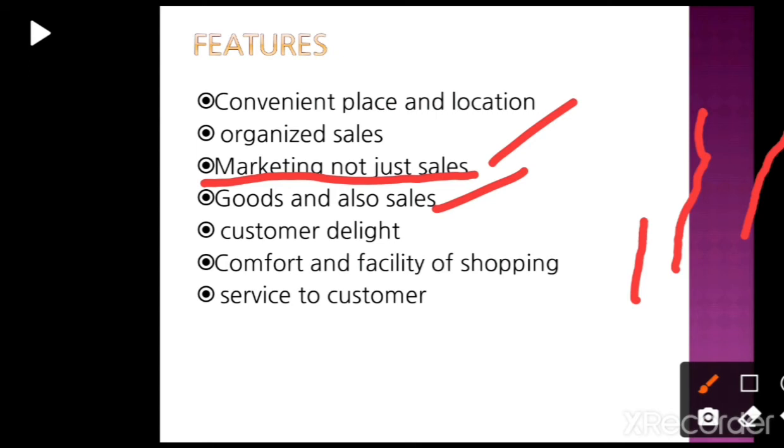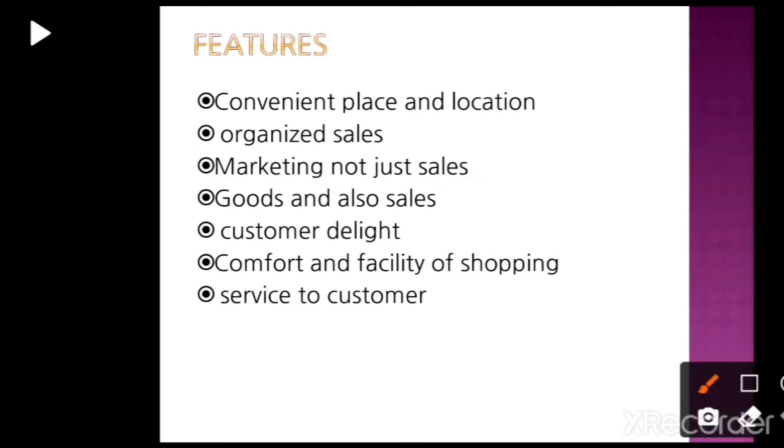It means the organized retailers are not providing only physical goods. With that, they are also providing other services such as insurance, hotel and hotel investment, tourism, and many more services. Next, customer delight. Customer delight means organized retail not only satisfies the customers' wants, it ensures the delight of the customers, because they provide more satisfaction than what is expected through their retail network.